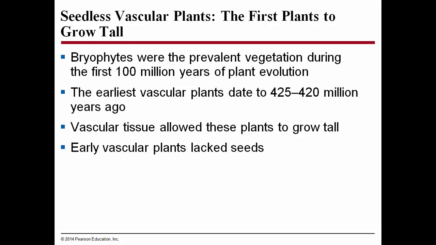Seedless vascular plants, the first plants to grow tall. Bryophytes were the prevalent vegetation during the first 100 million years of plant evolution. Then the earliest vascular plants date back to 425 to 420 million years ago. Vascular tissue allowed these plants to grow tall. Early vascular plants lacked seeds.